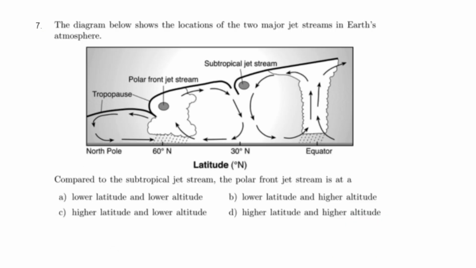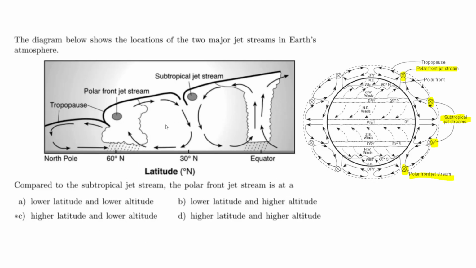So pause this video, try number 7. The diagram below shows the locations of two major jet streams in Earth's atmosphere. We have the polar front jet stream and the subtropical jet stream. And it's also showing us the latitude where they're located. Compared to the subtropical jet stream, the polar front jet stream is at A. The correct answer is C.